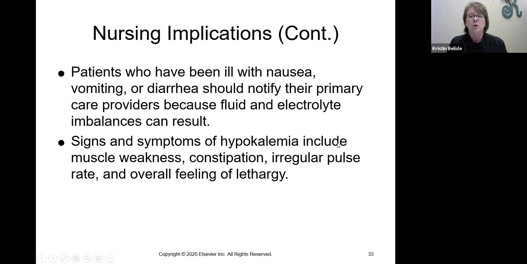Signs and symptoms of hypokalemia include muscle weakness, constipation, irregular pulse rate, and overall feeling lethargic. For my students, I want you to highlight that and know that if I have a hypokalemic state, I can have an irregular pulse, because that's my arrhythmias, right? I have muscle weakness. I can have constipation. That's a big thing, guys. And just feel lethargic. I know that feeling.